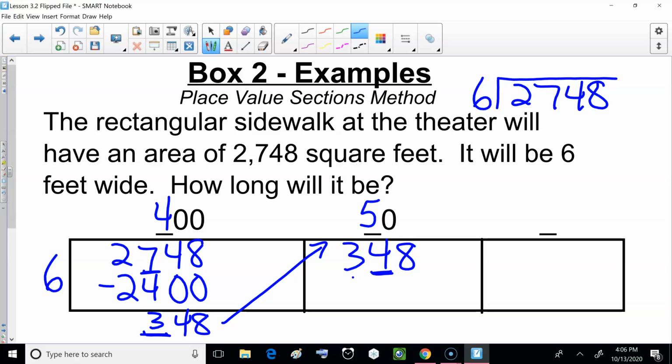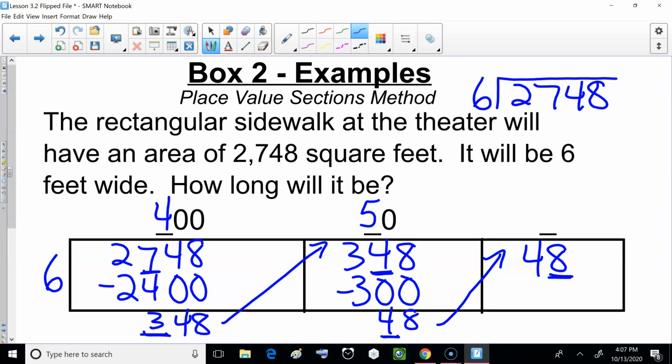6 times 5 is 30, but we're in the tens, so 50 times 6 would be 300. When I subtract, I'm left with 48, and the 4 is less than the 6, so I can go on to my next column. So I go to 48, I underline my 1's, so my tens get turned into 1's, so now I have 48 ones. So 6 can go into 48 how many times? Well, 6 times 5 is 30. 6 times 6 would be 36.